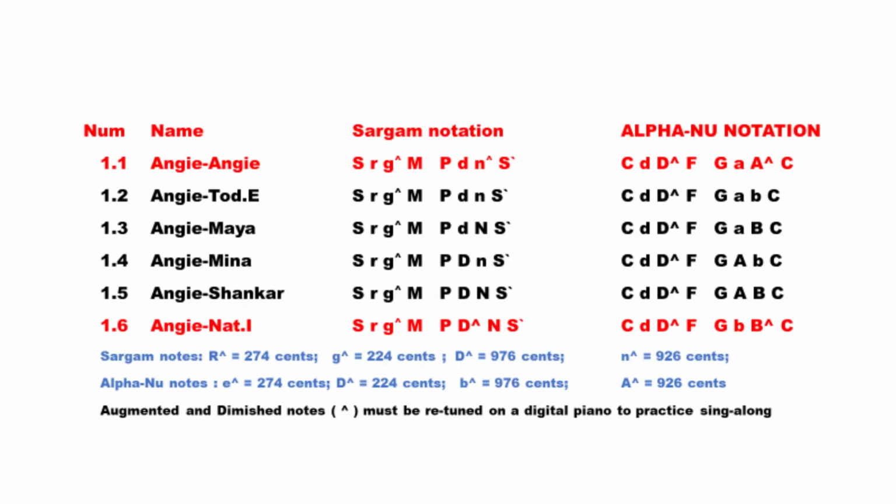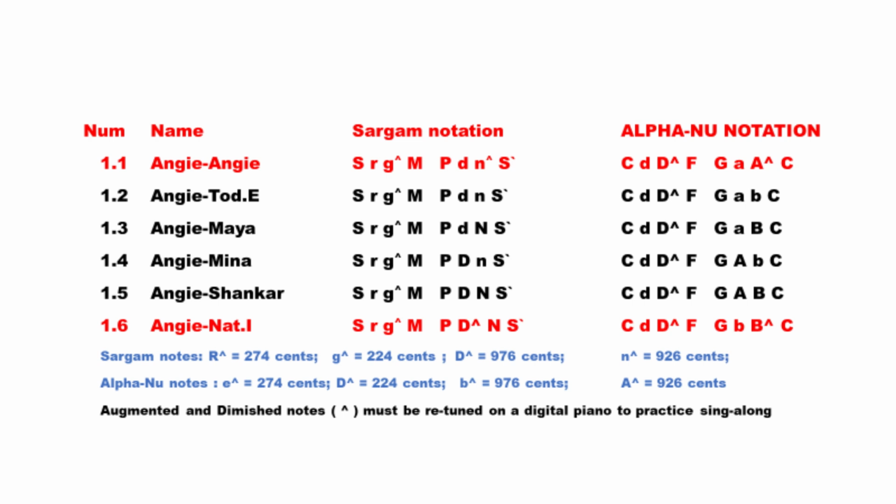I have listed all the 72 in these slides with the Indian names, the Carnatic names for each scale. I will just flip through them and you can take a print screen of each. I won't explain anything so that we won't waste time. This slide gives the house of Angie, where the first part will be all Angie and the second part changes from Angie, Toddy, Maya, Mina, Shankar, Natai.